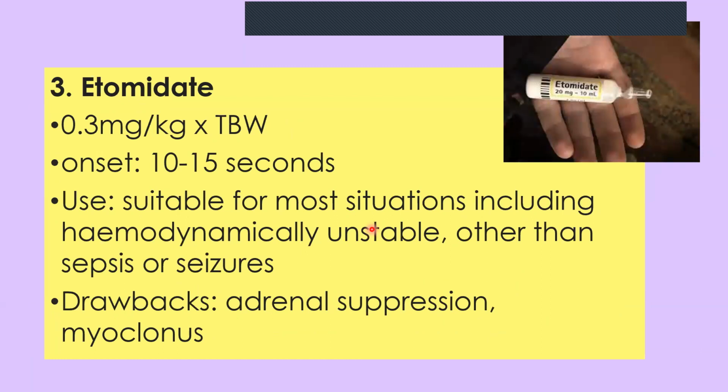So the next agent is etomidate. Etomidate's dose is 0.3 mg per kilo. The onset is faster, 10 to 15 seconds. It is suitable for most situations including hemodynamically unstable patients other than sepsis or seizure. But the drawbacks are adrenal suppression and also myoclonus.